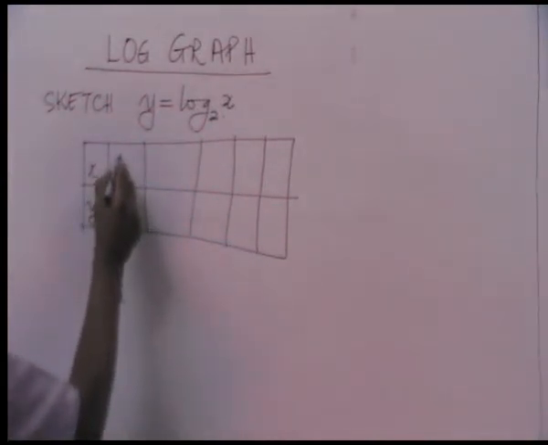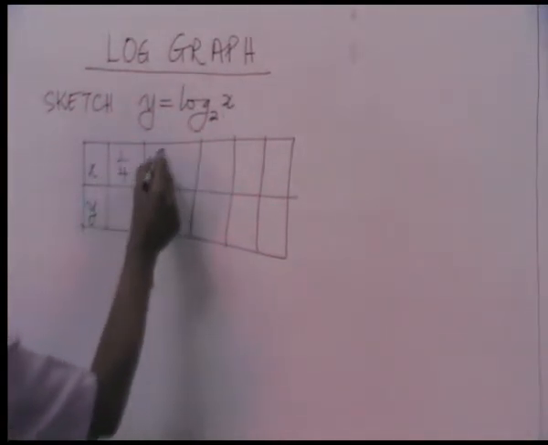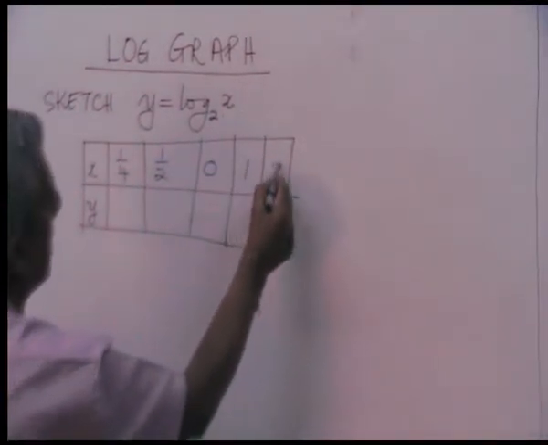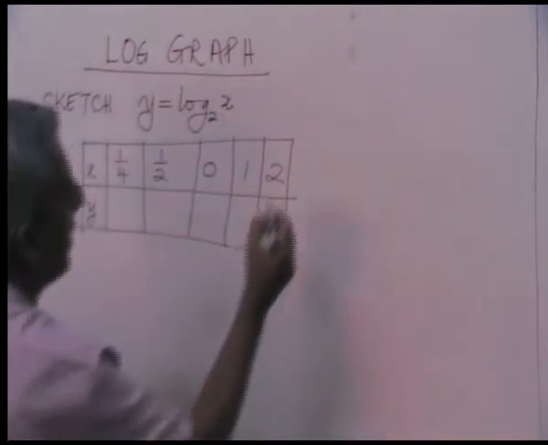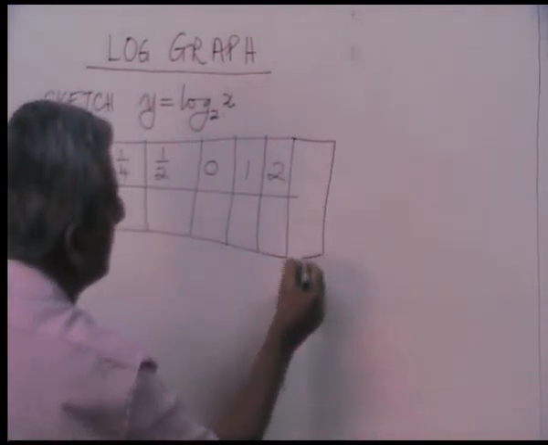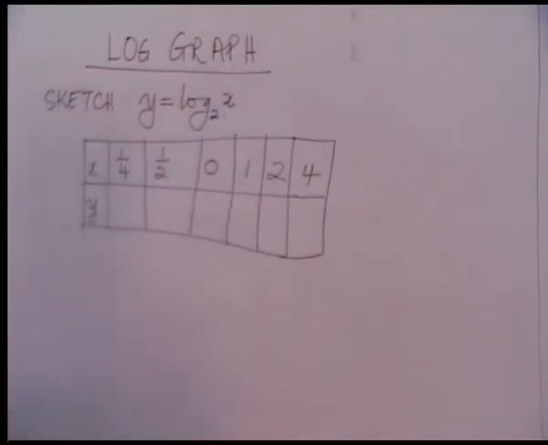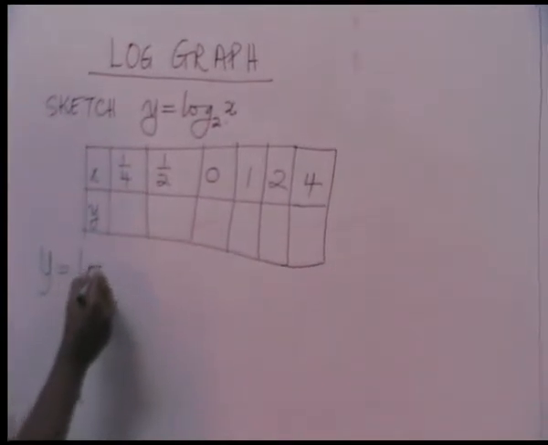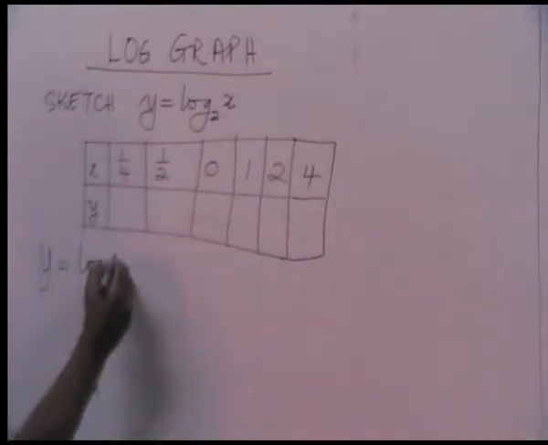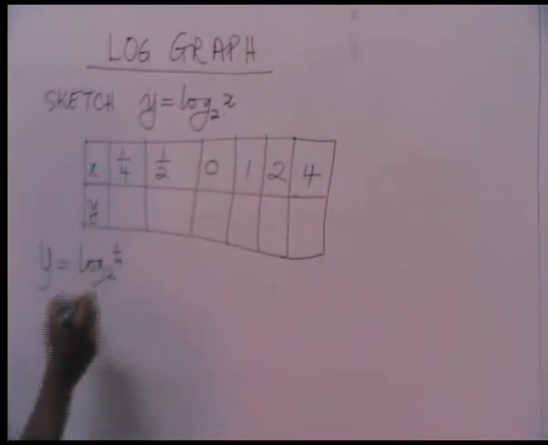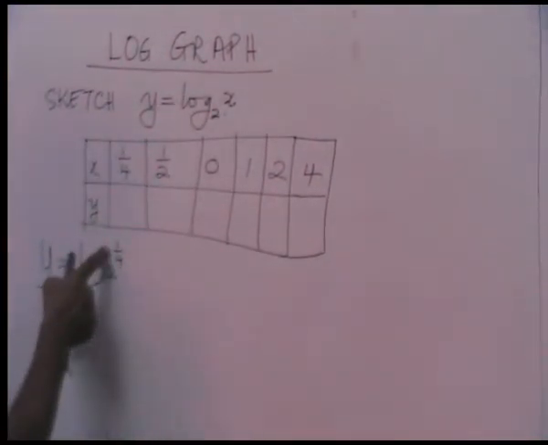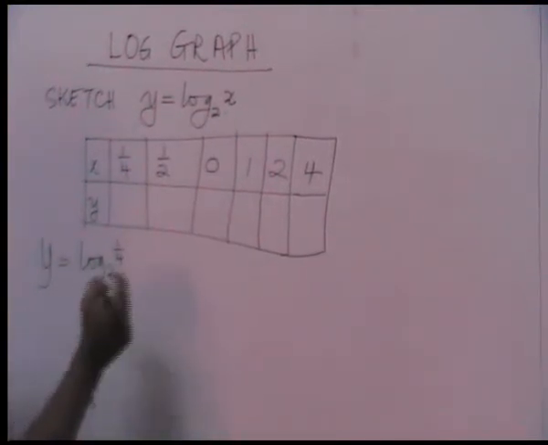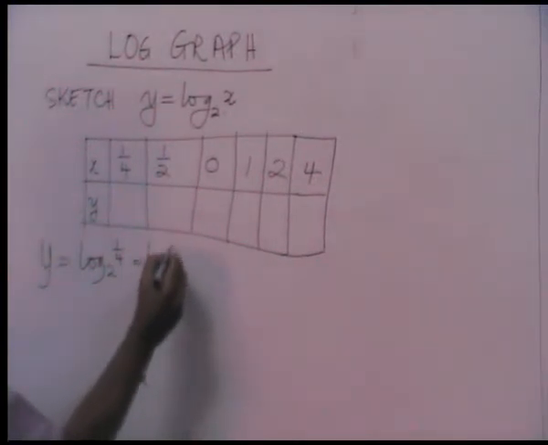Let's suppose I take quarter, half, 0, 1, and 2. And let's go one more and say 4. So what am I doing? I'm trying to find, so y is equal to, in the first case, y is equal to log of quarter to the base 2. You see, x is quarter. So I'm replacing x by quarter. So y is equal to log of quarter to the base 2. And I can change the base over here.